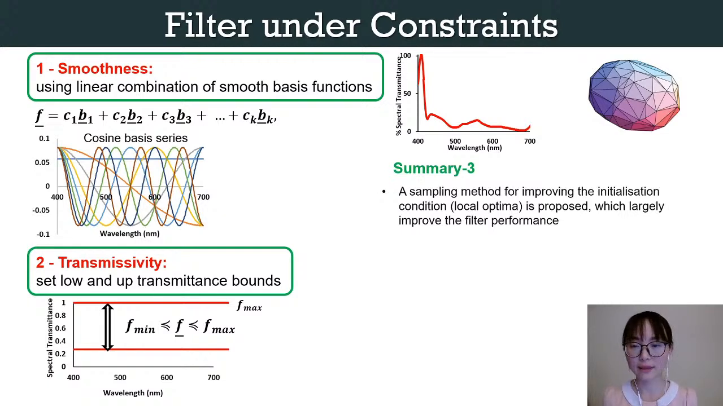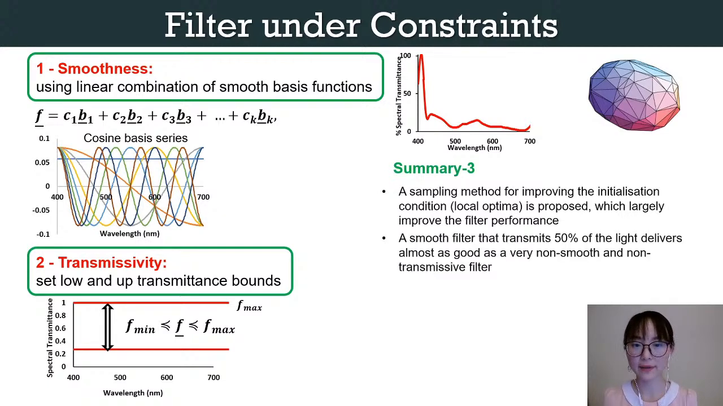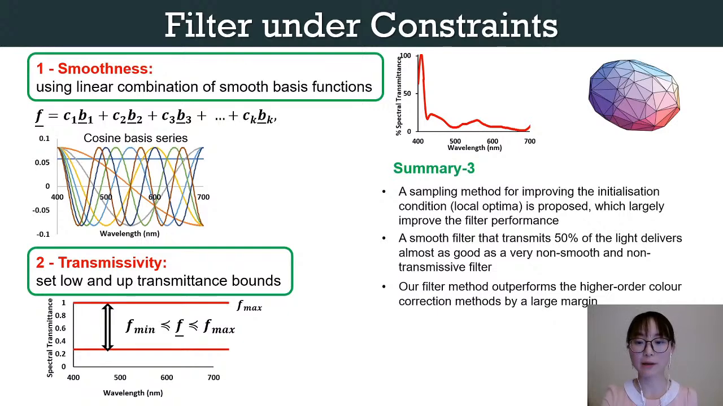Under the constraints and using this sampling method, we found that a smooth and reasonably highly transmissive filter, one that overall transmits 50% of the light, can be found, and it offers similar performance to the prior art without any constraints in the minimization. We also show that our method outperforms conventional color correction methods, such as polynomial and root polynomial with high orders, by a large margin.